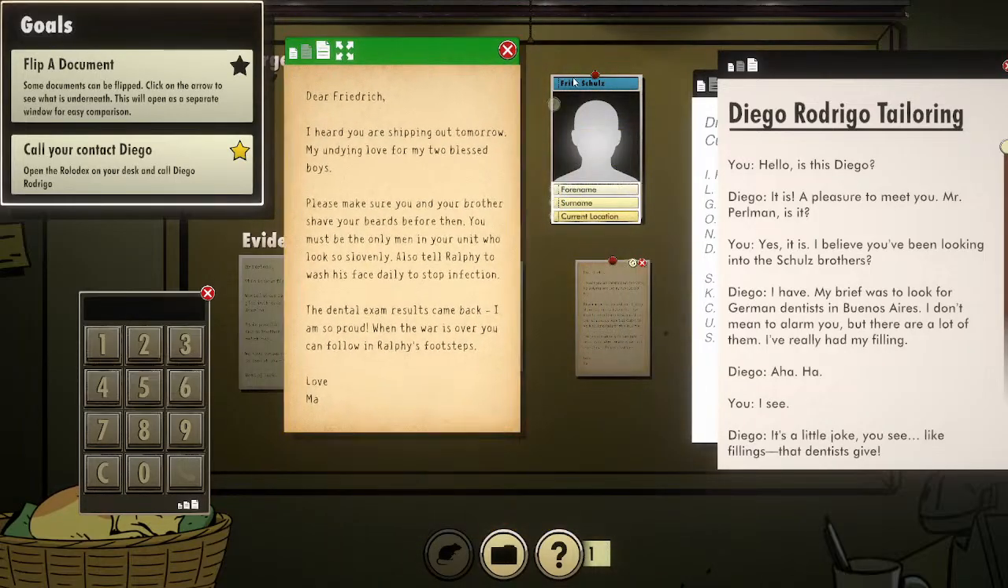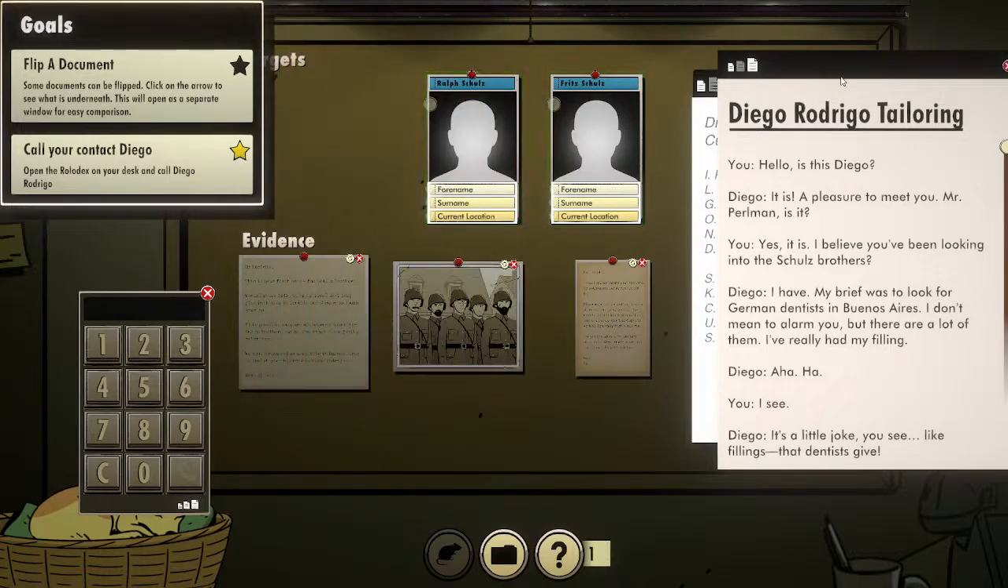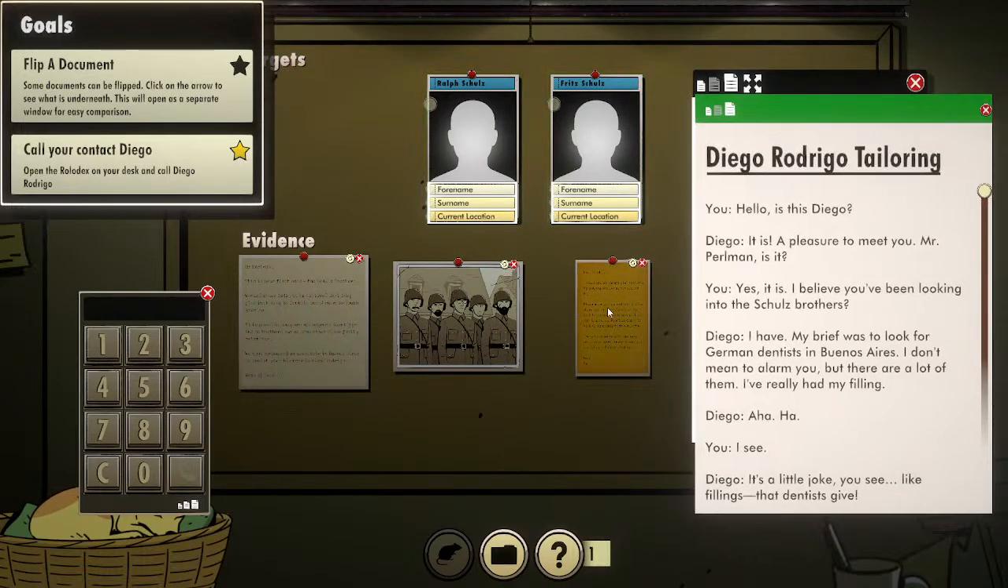So, I guess Fritz is short for Friedrich. So they both had beards. Who knows if they shaved them? But the dentist does have a beard. And Ralphie had some kind of infection on his face, so maybe he's got pockmarks.